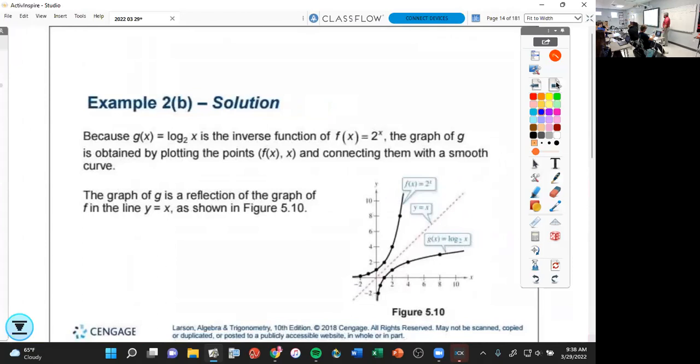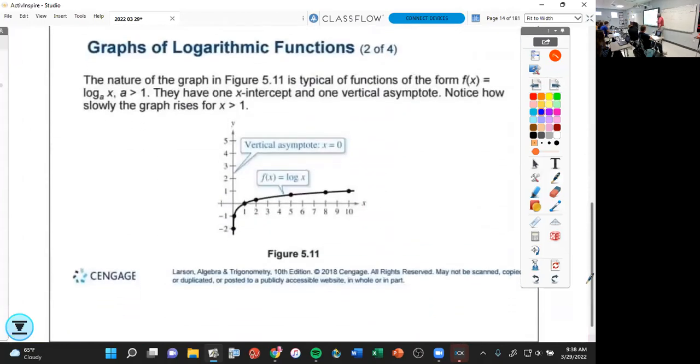This is what I just said. Because they're inverse functions, swap your x's and your y's, draw your curve. The nature of the graph in figure 511 is typical of functions in the form f of x equals log base a of x, where a is greater than 1. They have one intercept and one vertical asymptote. Notice how the graph slowly rises for x greater than 1. So between 0 and 1 it is rising very quickly. As soon as we pass the x value of 1, it begins to rise slowly.